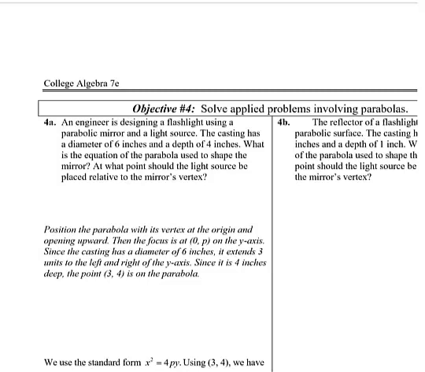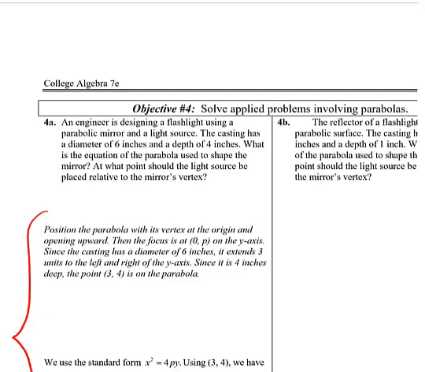So the first application, they've kind of guided us along so that maybe the second one we can do on our own. Okay, it says, an engineer is designing a flashlight using a parabolic mirror and a light source. The casting has a diameter of 6 inches and a depth of 4 inches. What is the equation of the parabola used to shape the mirror? At what point should the light source be placed relative to the mirror's vertex? So it's kind of hard to picture. That's why I think they're kind of guiding us through it.